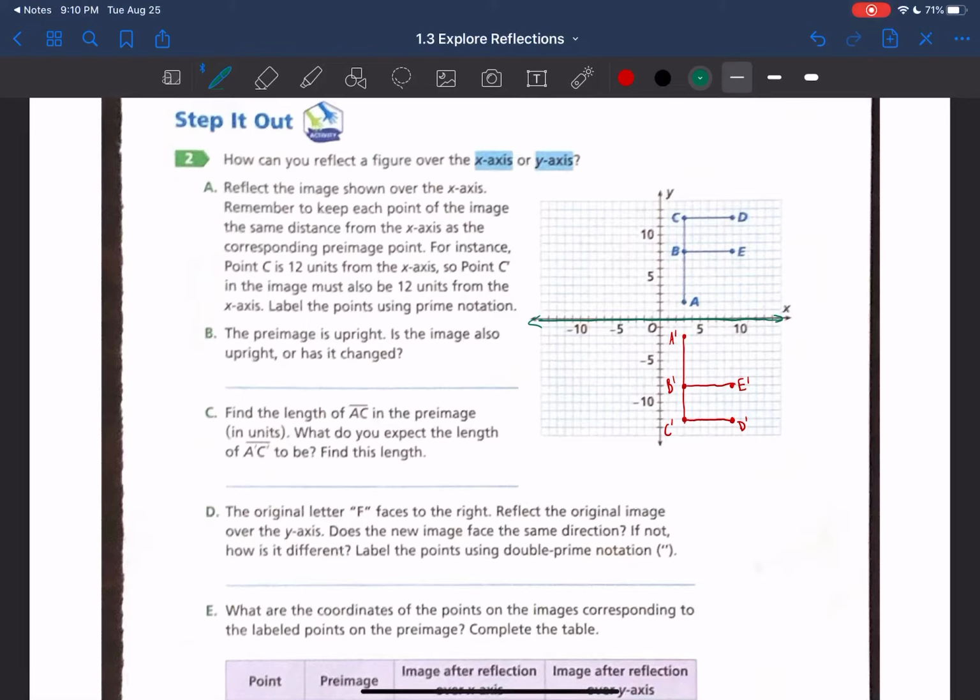Is the pre-image upright? The pre-image is upright. So is the image also upright, or has it changed? Well, we can see that the image has changed. The image has changed. It is no longer facing upright. It is now in the opposite direction.